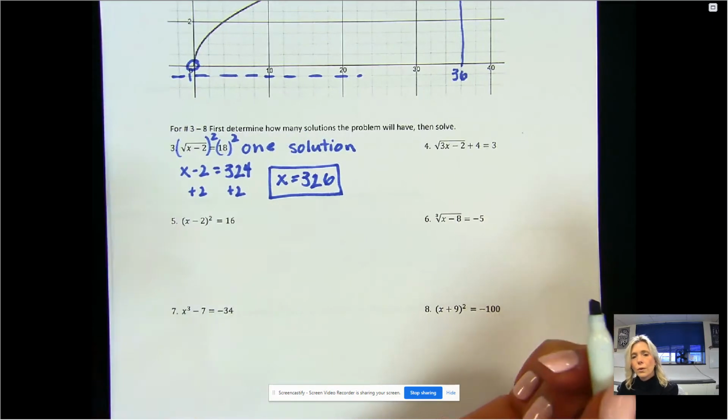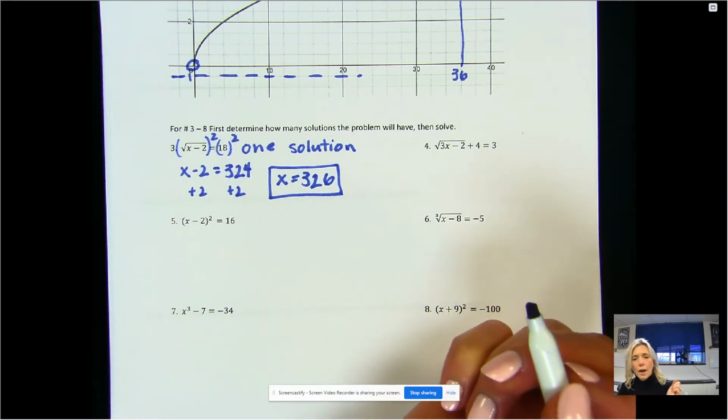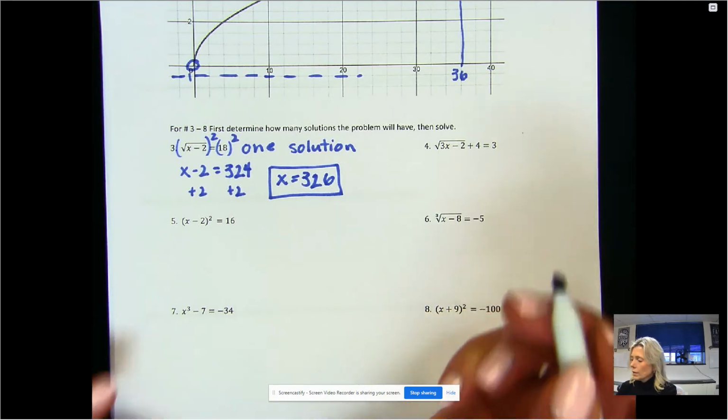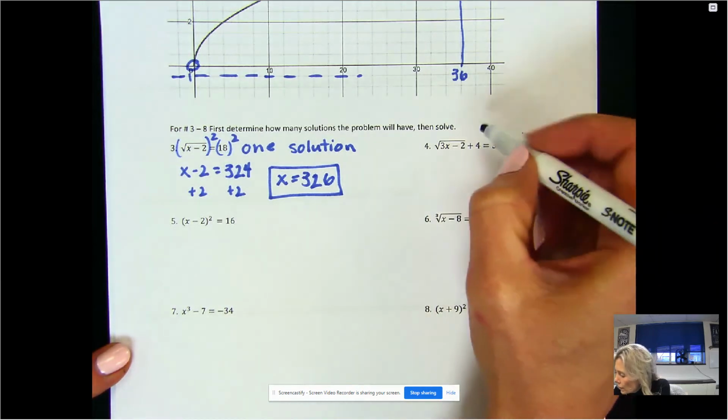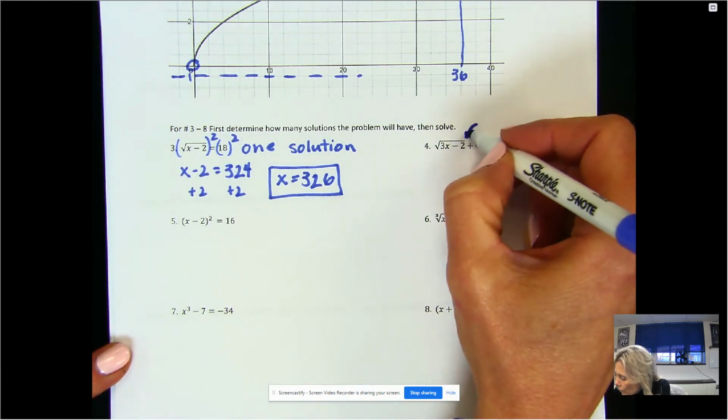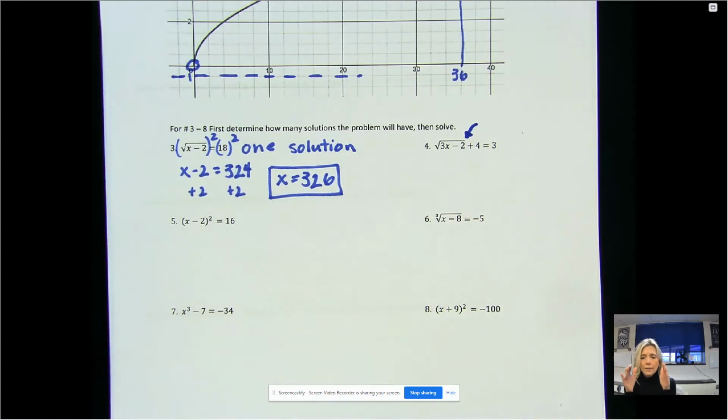Okay, on number 4, before you can determine how many solutions there are, you have to isolate the radical part of the equation. So notice that the square root symbol ends right there. The 2 is tucked inside. It's like a present. You can't open it up and take that 2 out until you've been able to square both sides of the equation.